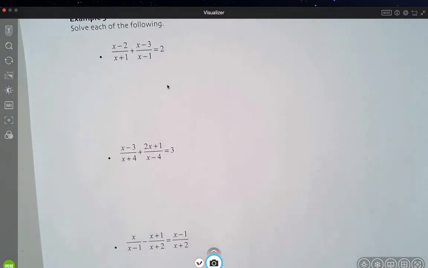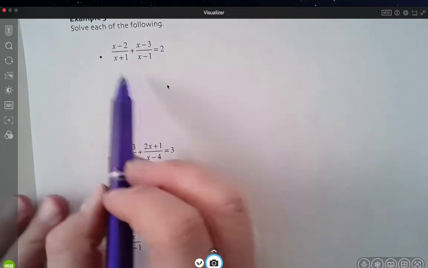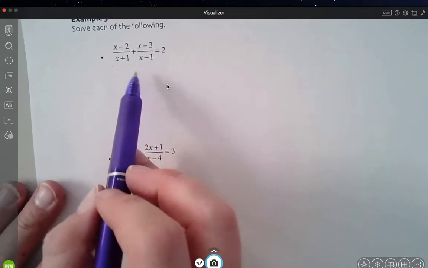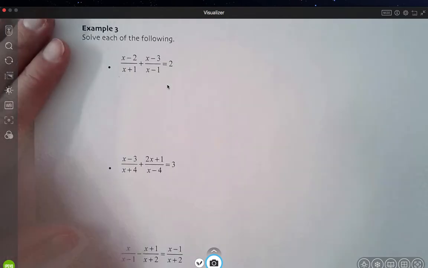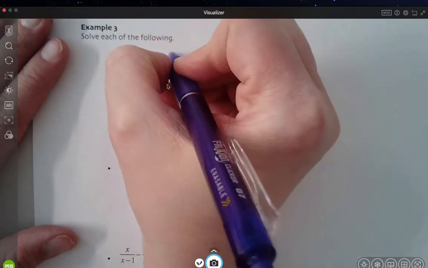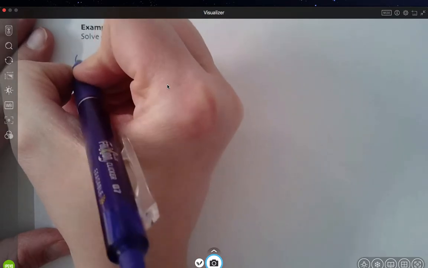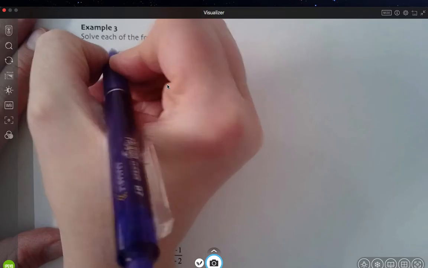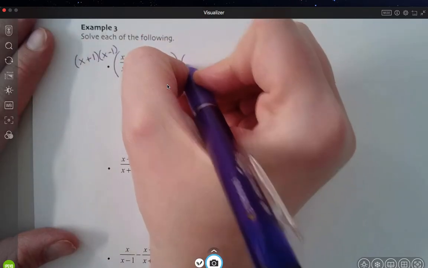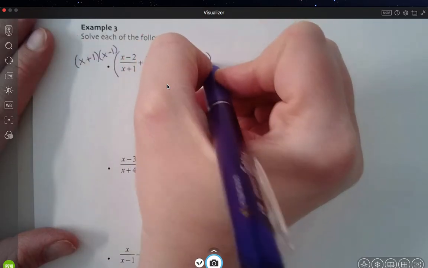I know we did that one in class, but if I was going to try to come up with a common denominator here, really x plus 1 and x minus 1 don't have factors in common. So I am just going to multiply everything in the equation by x plus 1 and x minus 1. And then I'm going to multiply over here by x plus 1 and x minus 1.